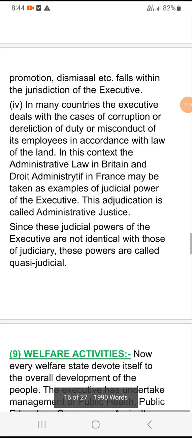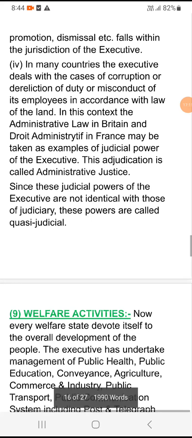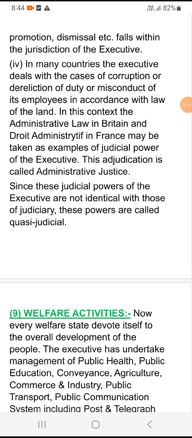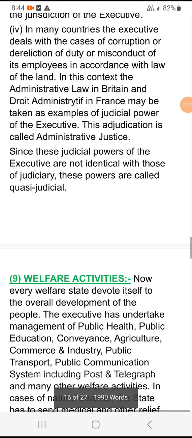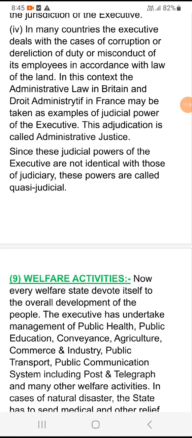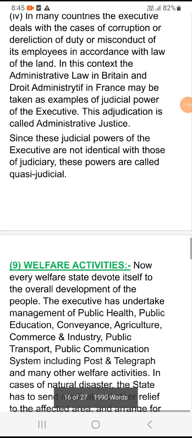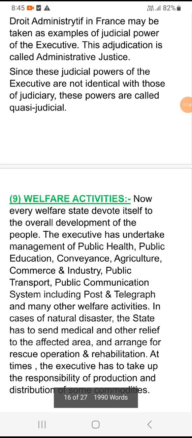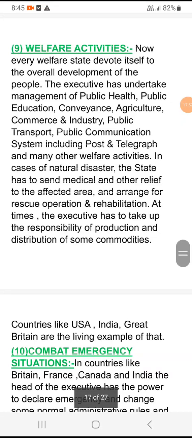In many countries, the executive deals with the cases of corruption and dereliction of duty or misconduct of its employees in accordance with the law of the land. In this context, the administrative law in Britain and Droit administratif in France may be taken as examples of judicial powers of the executive. This adjudication is called administrative justice. Since these judicial powers of the executive are not identical with those of the judiciary, these powers are called quasi-judicial.